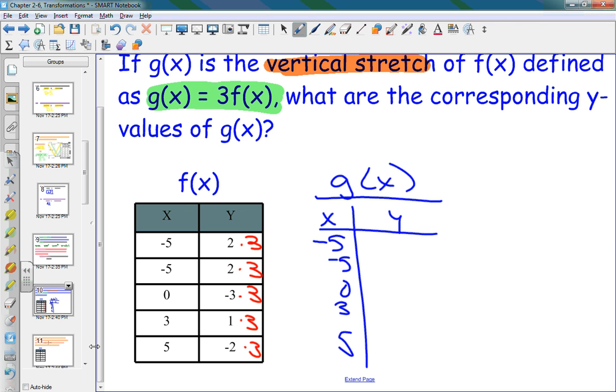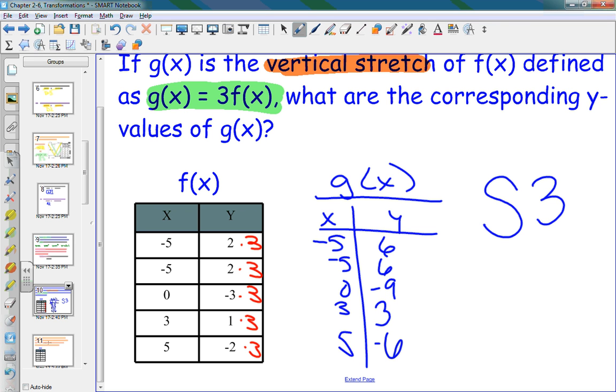Do we understand that? So now what is 3 times 2? 6. 3 times negative 3? Negative 9. This is my lovely new function g. And I got that xy table by simply taking the xy table from f and multiplying every y value in f by 3. Because this is a stretch of what?